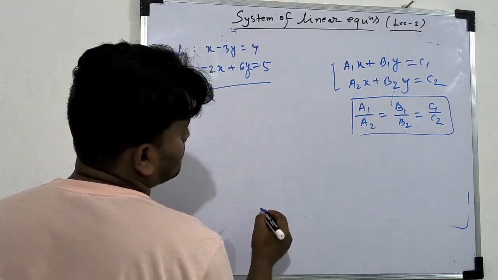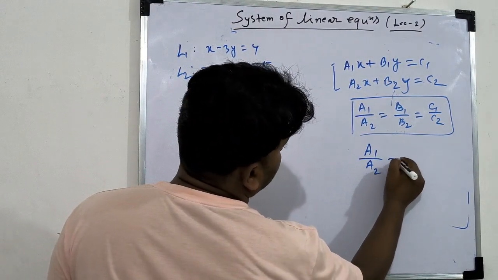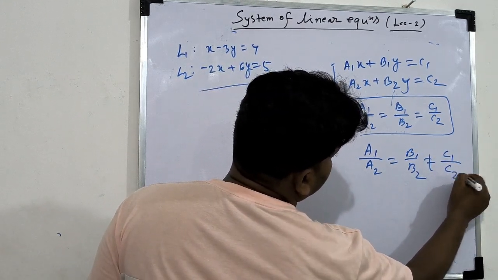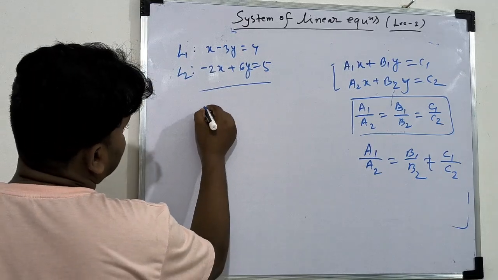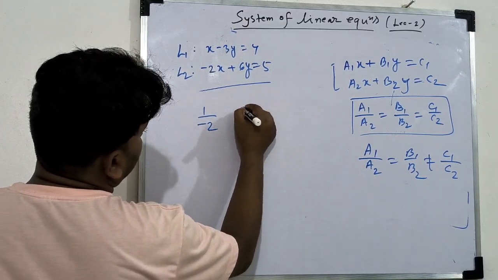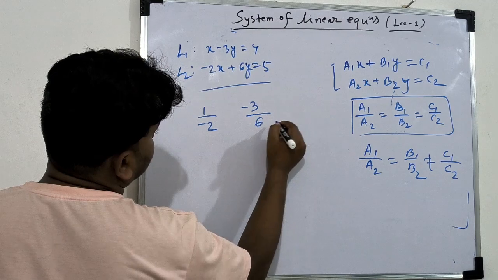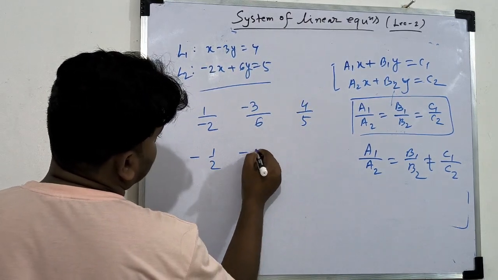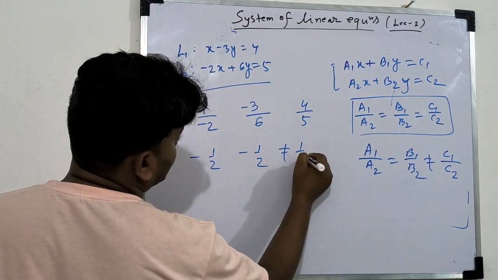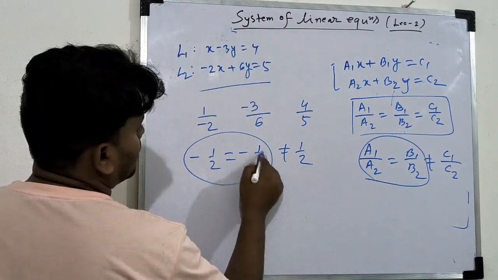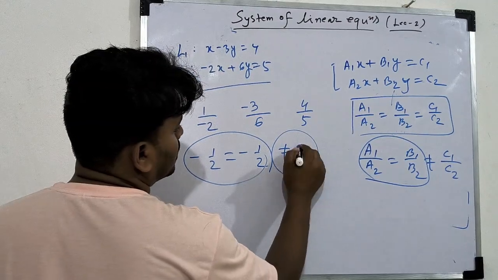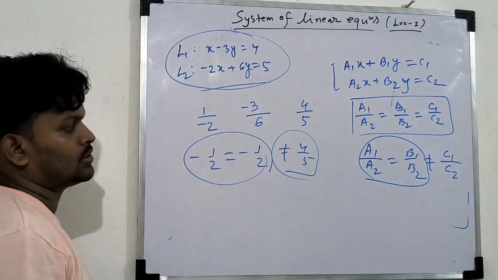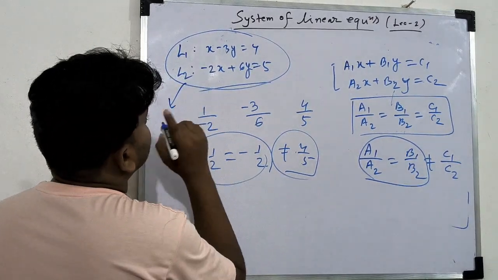And for this case, whenever a1 by a2 equals b1 by b2, but this is not equal to c1 by c2. So for this case we get a1 by a2, b1 by b2, and c1 by c2. So this is minus half, this is minus half, but this is not equal to minus half. So these are equal, but this is not equal. So these lines are not coincident, they are parallel to each other. So that's why this equation has no solution.